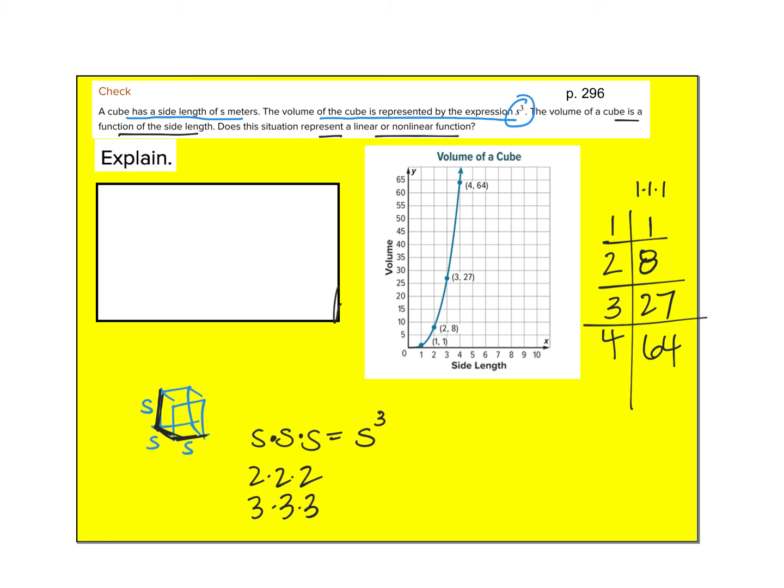Now they graphed it for you already. You guys take a look at it. You can see it is not linear. So it's a nonlinear function. And it says explain. I could say 2 reasons. Not a straight line. And not a constant rate of change.